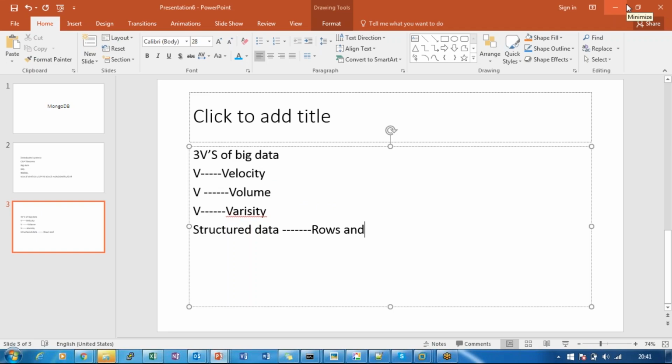Now see, the structured data. What is structured data? Structured data is data which can be easily stored into rows and columns, like the data which you can easily store into Oracle or SQL, because what Oracle and SQL do is store the data in rows and columns.